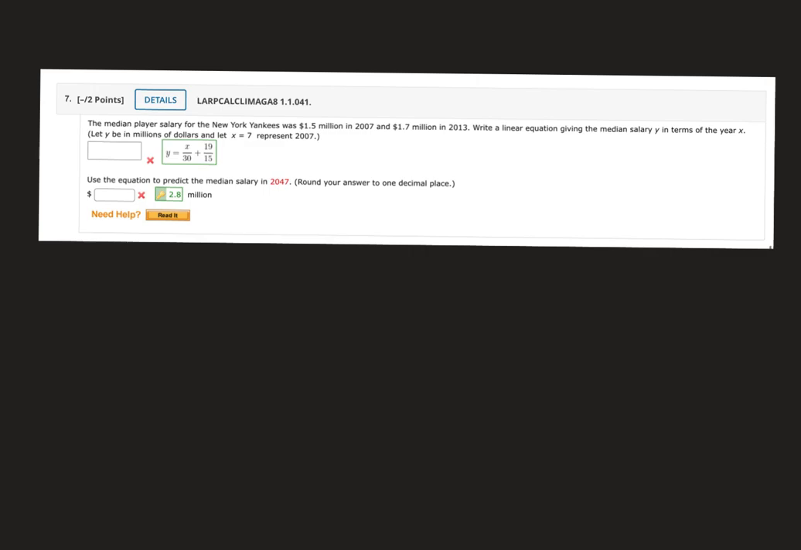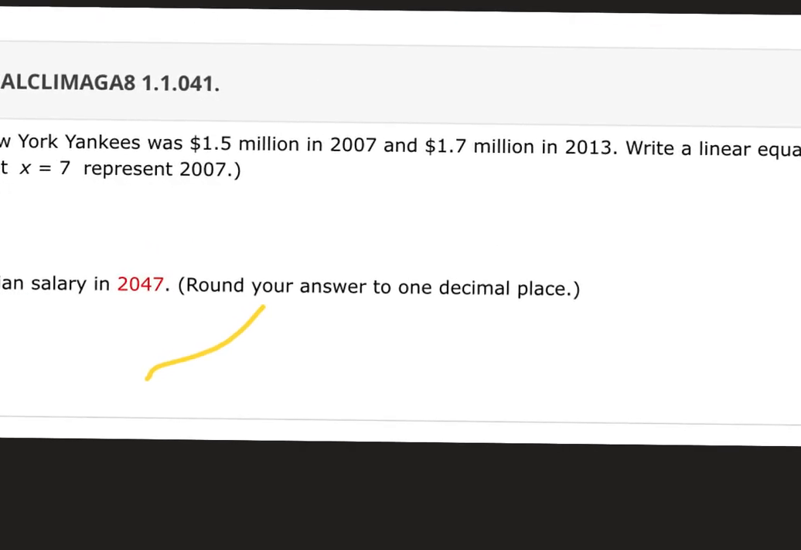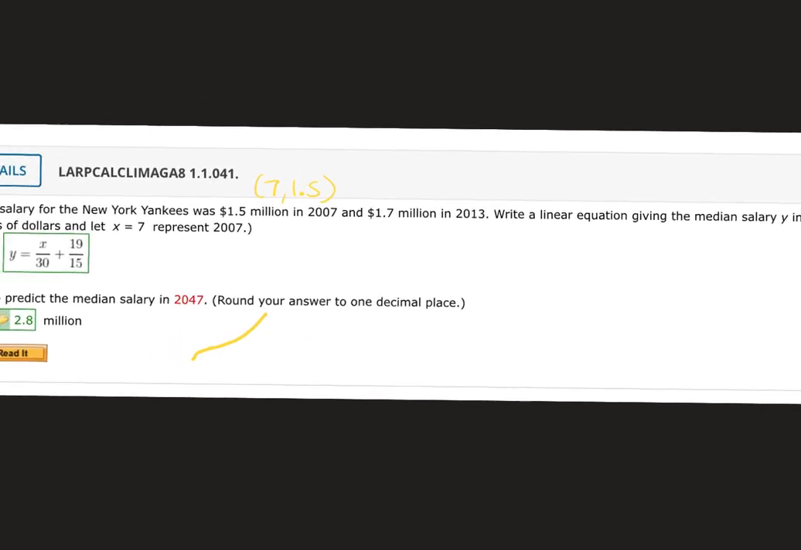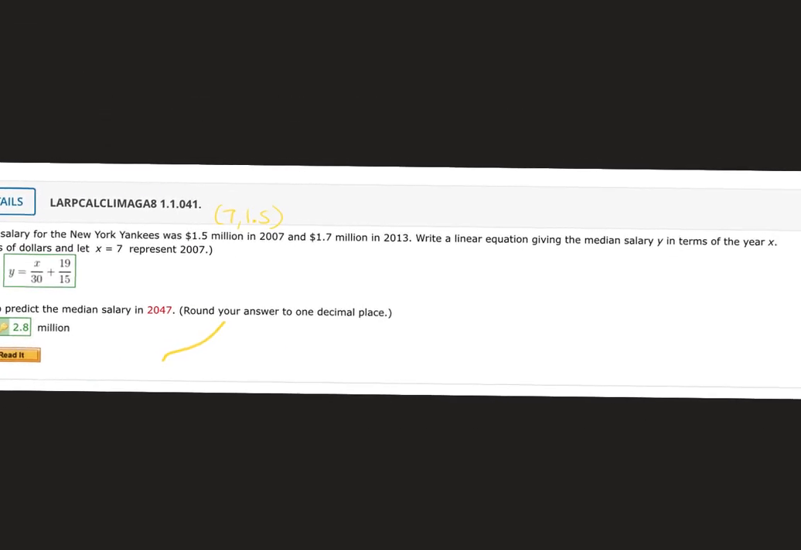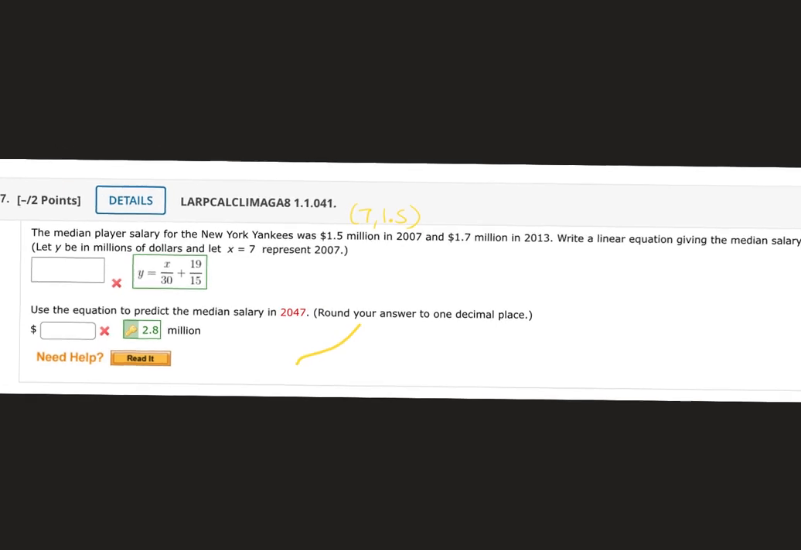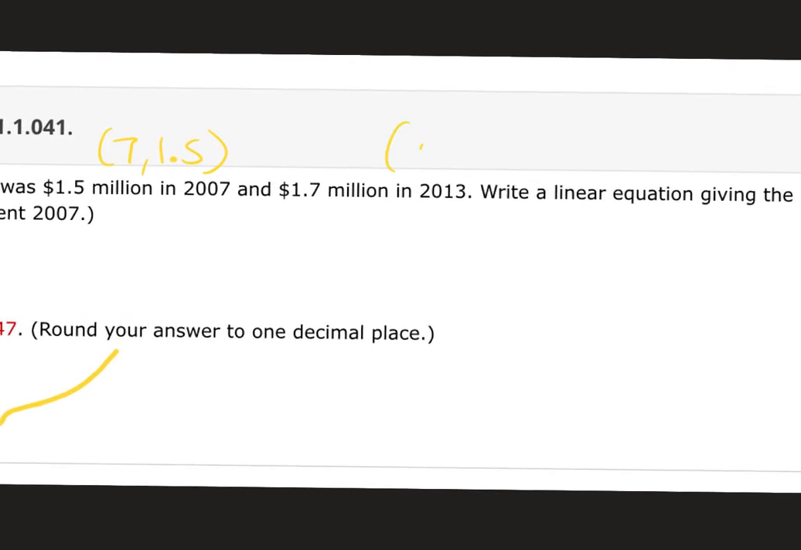So the information they give you is actually just coordinate points written in word form. So if in 2007 it's 1.5, that means 7, which represents the year, would go with 1.5 million. And you can keep it in terms of millions, like you don't have to move your decimal over. And then the other piece of information it gives you, and the numbers might be different for yours, is that in 2013, which means 13 is your X, then it's 1.7 million. And now you've just got 2 coordinate points.